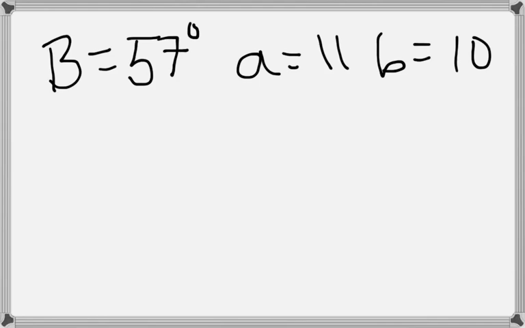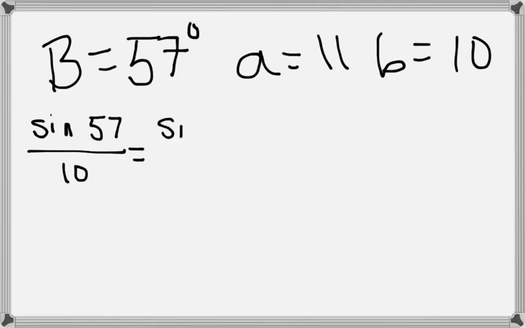So the first thing you have to do is use the law of sines to find the first angle. It looks like this. You have the sine of 57 over B, so I have to put side length B underneath that, which is equal to sine A over 11. No choice. Had to do that.